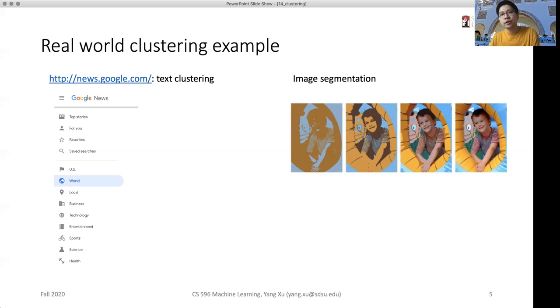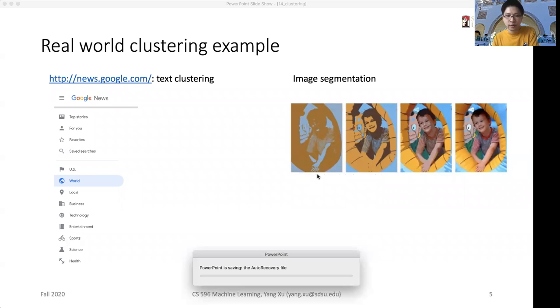But image segmentation, like the pixel clustering based method, is also a very good supplement to the manually labeled data, because it can help identify unobserved objects or unobserved patterns in the data sets.